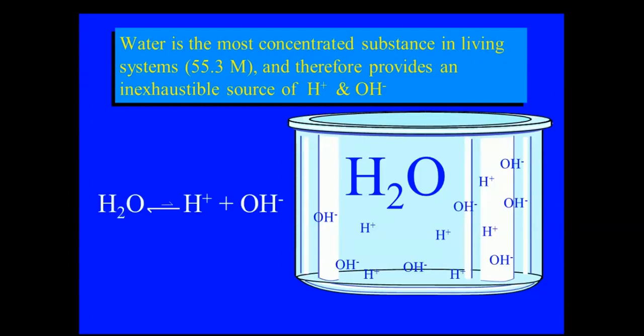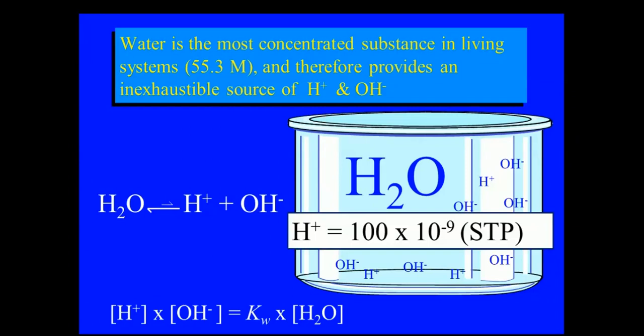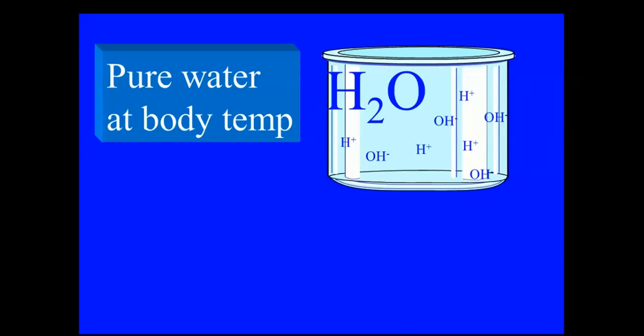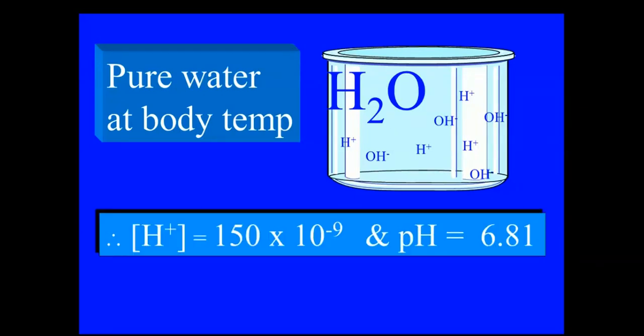Only a small amount of that dissociates into hydrogen and hydroxyl ion. So water at room temperature, standard temperature and pressure, is 100 times 10 to the minus 9th moles. Pretty small number. However, you should appreciate that at 7.4, the concentration in your blood is 40 times 10 to the minus 9th, which means a beaker of water has over 2.5 times as much hydrogen ion in its concentration than actually your blood does. We'll come back to that. Now, pure water at body temperature has a pH of 6.81 and 150 nanomoles of hydrogen ion. So in other words, almost 4 times the amount you have in your blood.